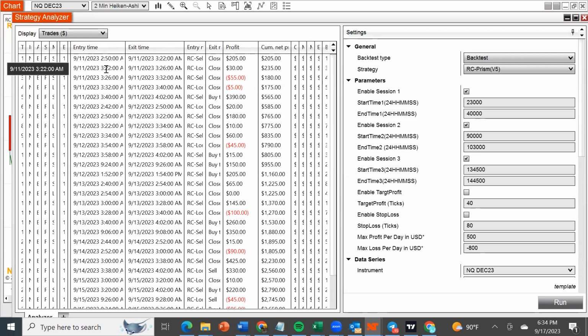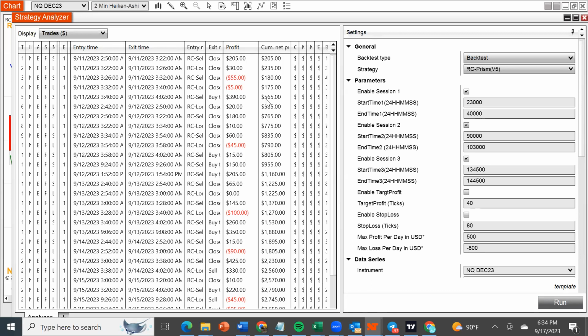Then at 3:22, again it took a long position. At 3:26, it made another $30. So 205 plus 30 is 235. And then there was a sell, but there was a loss, so 235 became $180. Then again there was a small loss, and 180 became 175. And then you have another short position, and then you made $390.